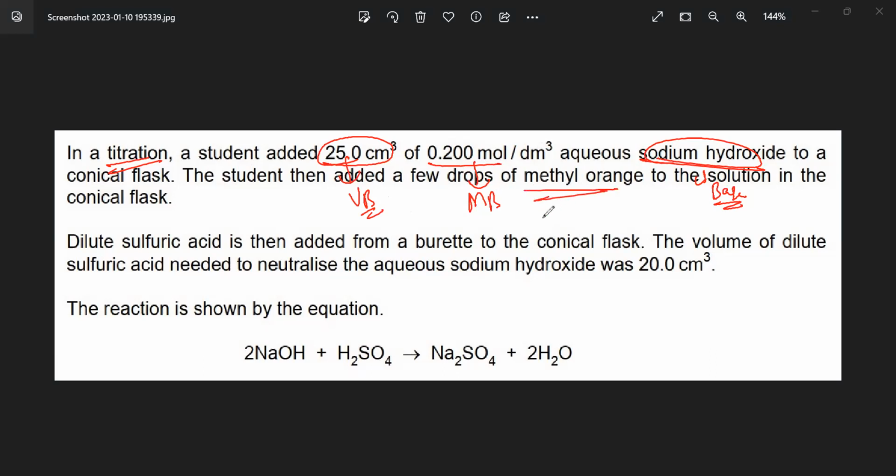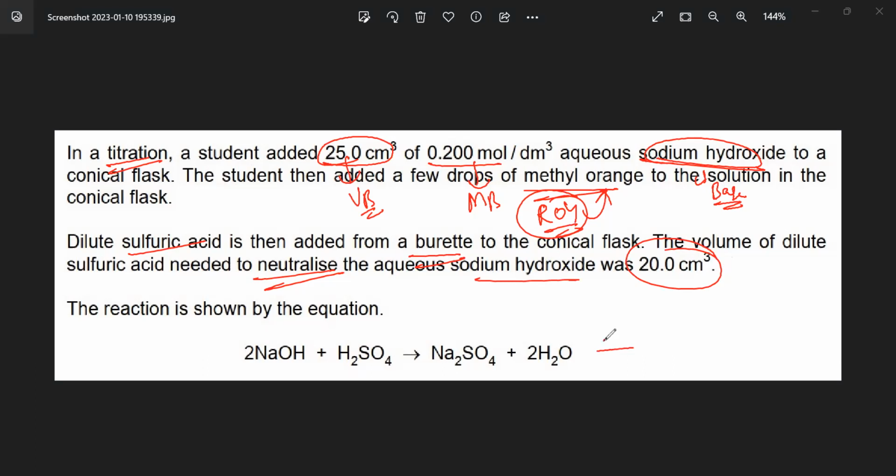They have taken methyl orange, that means red color in acid, orange color in neutral medium, and yellow in base. So that is the indicator which they have taken, and generally they take methyl orange only. And ultimately what happened, they are adding one acid, that is sulfuric acid. Our base is sodium hydroxide and our acid is sulfuric acid. So they added it to the burette, and the volume of sulfuric acid required to neutralize the sodium hydroxide was 20 cm³. Means when they added 20 cm³ of acid to sodium hydroxide, the neutralization happened.